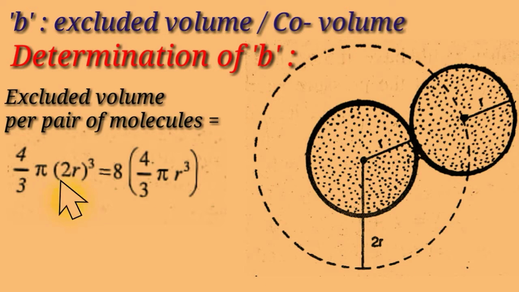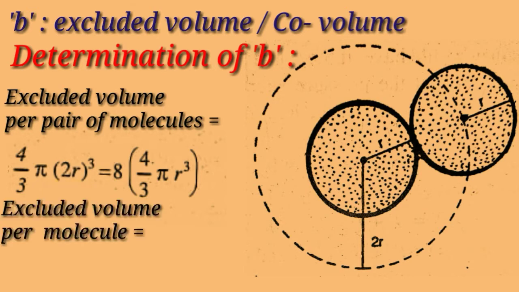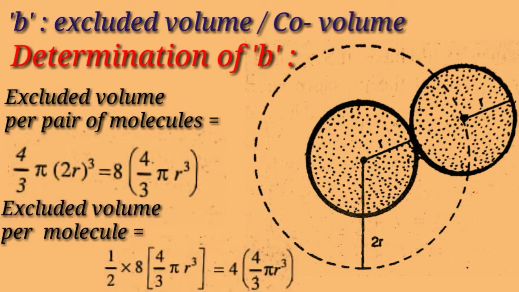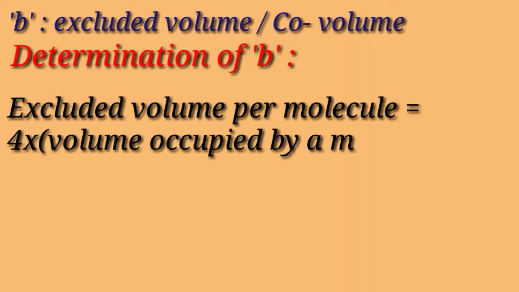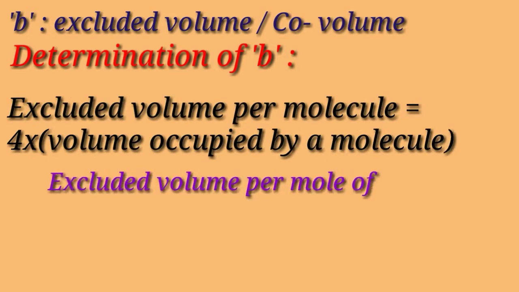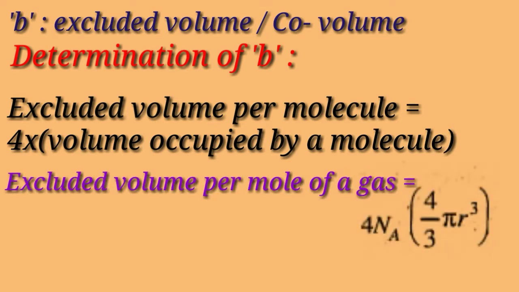Thus, the excluded volume per molecule is 1/2 into 8 into 4/3 π r cubed, which gives us 4 times the volume occupied by a single molecule. Thus, the excluded volume per molecule is 4 times the actual volume occupied by each molecule. Therefore, the excluded volume per mole of a gas is 4 Nₐ into 4/3 π r cubed, so I am simply multiplying it by Avogadro number.